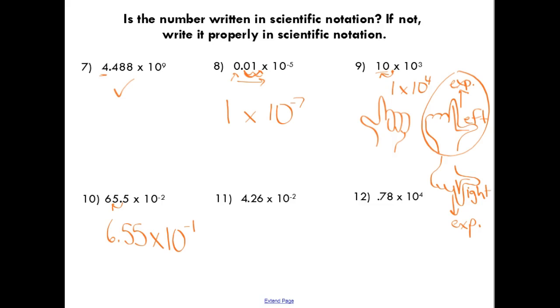Number 11, that one checks out. There's 1 digit, everything else looks good. And then number 12, there's nothing before the decimal, so it's too far to the left, so we gotta move it to the right once. 7.8 times 10 to the, and we moved it to the right, which means the exponent goes down. And there you have it.